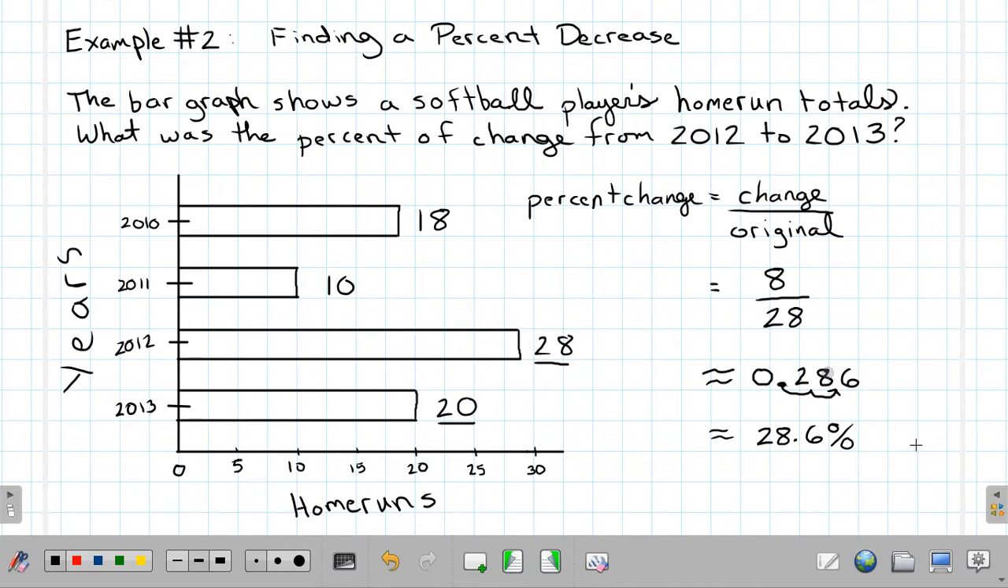We know it's a change of 28.6%, but is it an increase or a decrease? And since our number went from 28 to 20, it went from a bigger number to a smaller number. This is going to be a decrease.